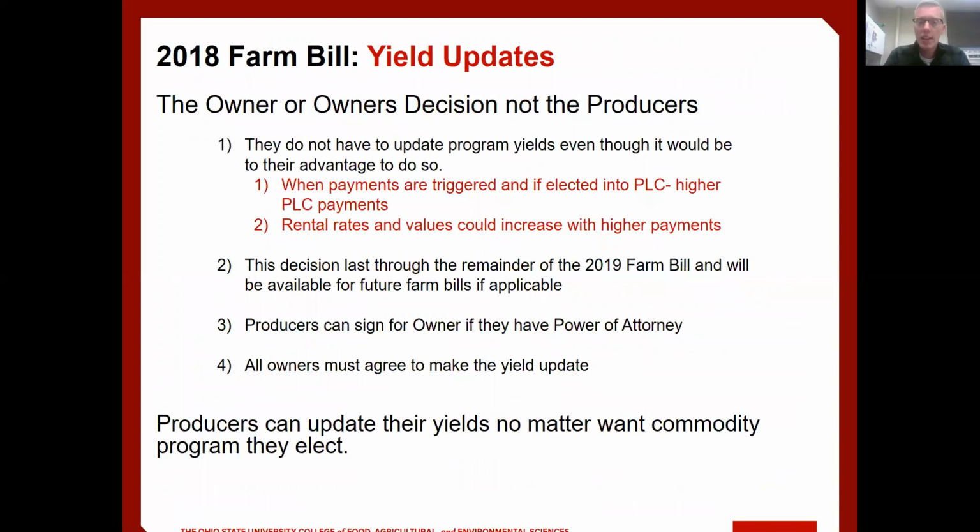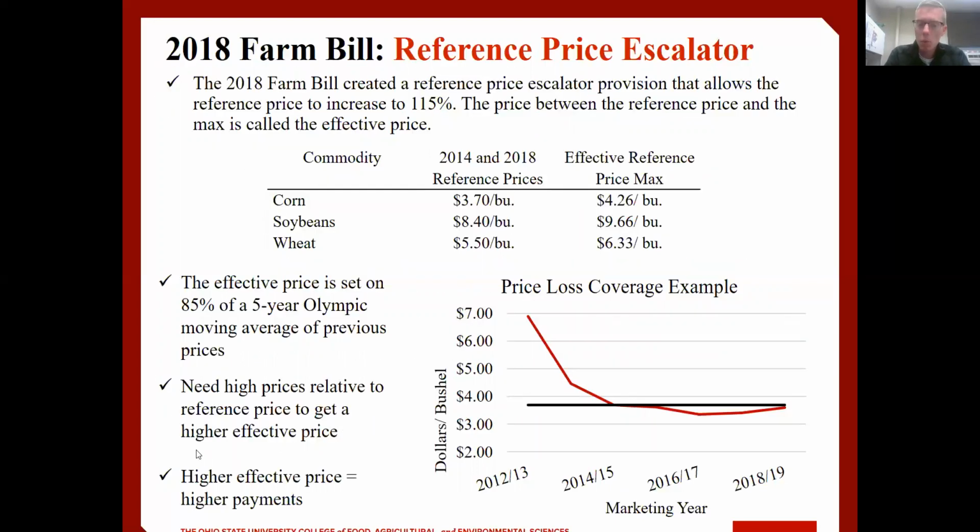What we've been telling producers is that, given our current price scenario, we're going to need some major price increases on corn, soybeans, and wheat to get prices high enough that we're going to increase that reference price. So we think it's pretty realistic that we're going to stay with $3.70 for corn, $8.40 for soybeans, and $5.50 for wheat. However, there is the potential, and I'm showing that here on the right, with these effective reference price maxes. This is the highest they can go. There is a chance that we could increase those reference prices. We're just going to need higher prices to do it, okay?